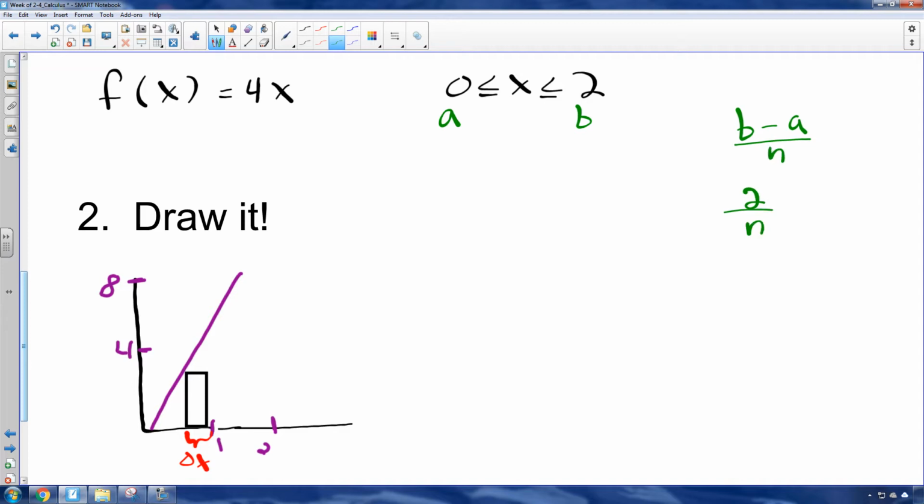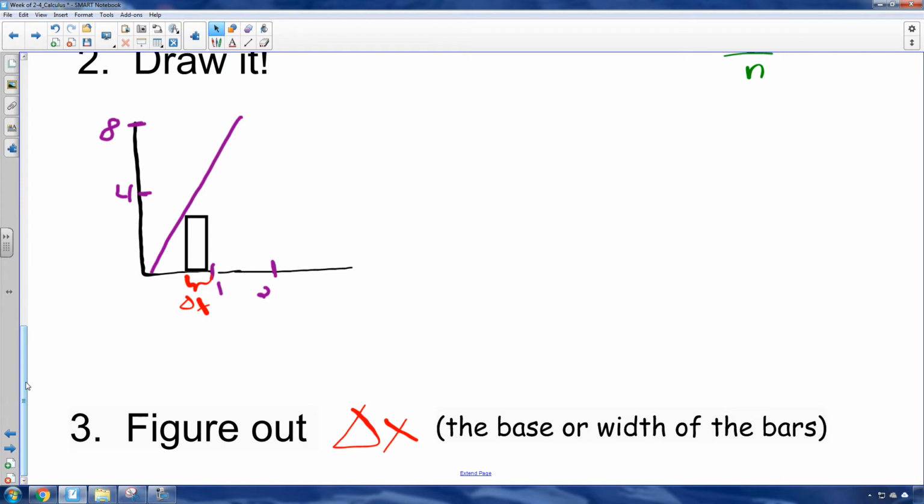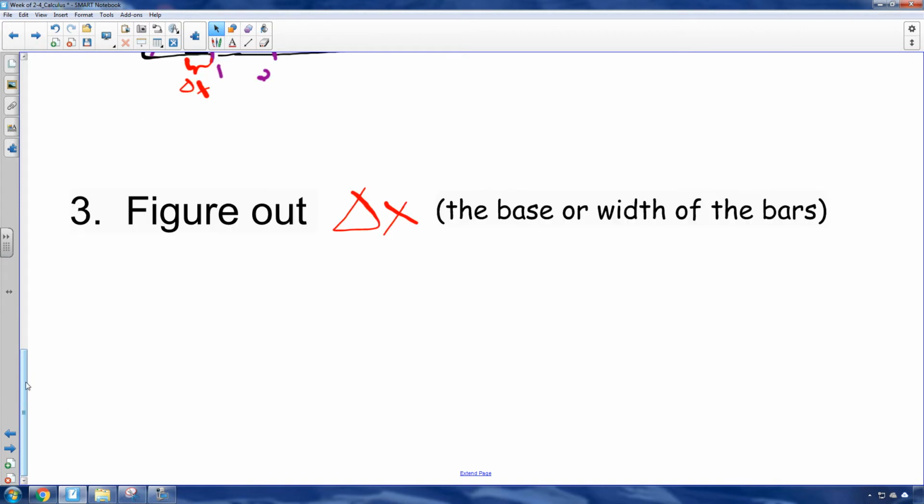I'm kind of jumping ahead to the delta x thing. Delta x will always be the width of the region divided by the number of bars. So delta x is going to equal the width of the region, which is 2, over n bars. We're going to make the number of bars go to infinity later on, but for right now we're just going to have n bars. So that's delta x, and hopefully that is making sense so far. Now we need to take it to the next part, and this is where it gets a little bit tricky.